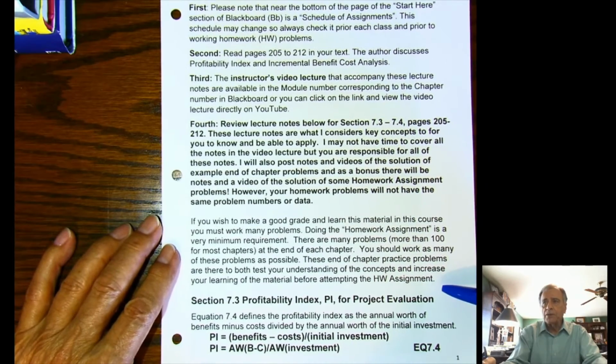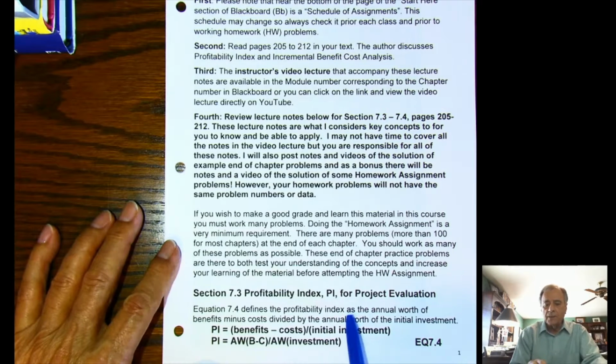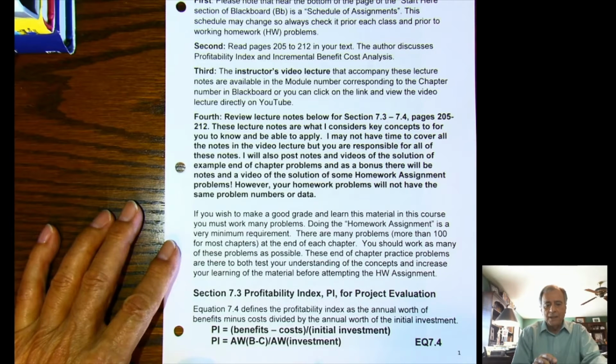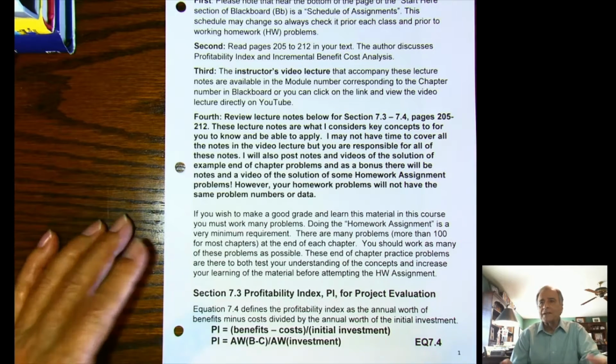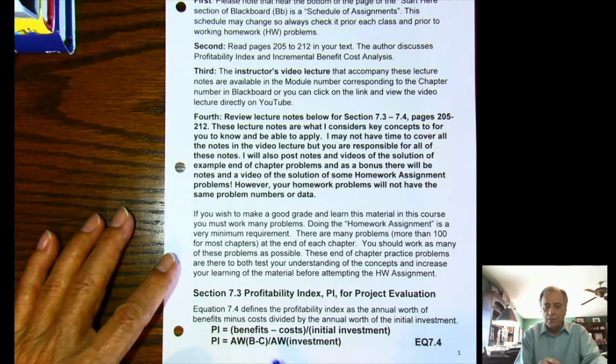Section 7.3 deals with what's called a profitability index, PI, and it's another way to look at public service projects. The profitability index is defined as the annual worth of the benefits minus the cost divided by the initial investment's annual worth. Okay, so everything has to be annual worth. Again, since it's a ratio, if you use present worths, that's okay, as long as you use the present worth of both the benefits, cost and initial investment, and so on.